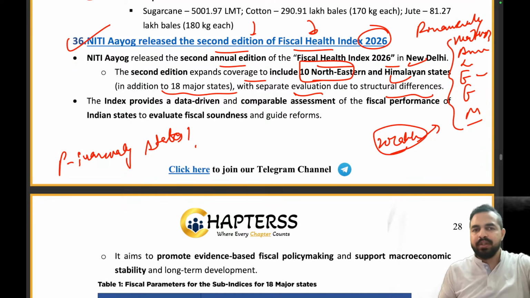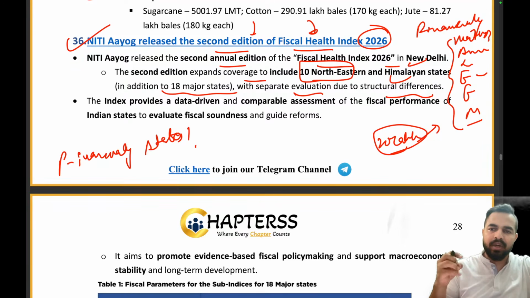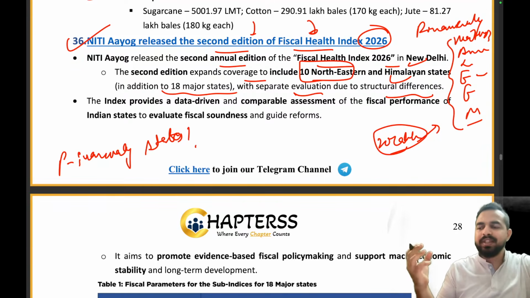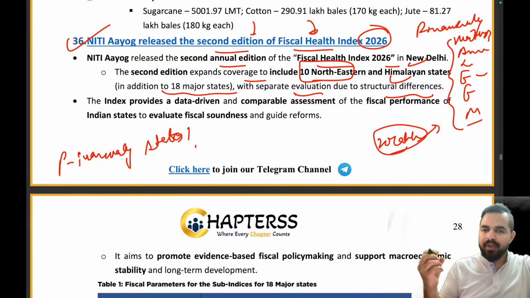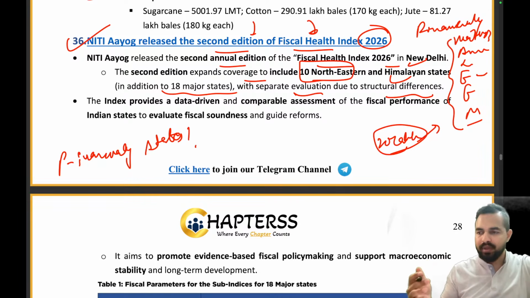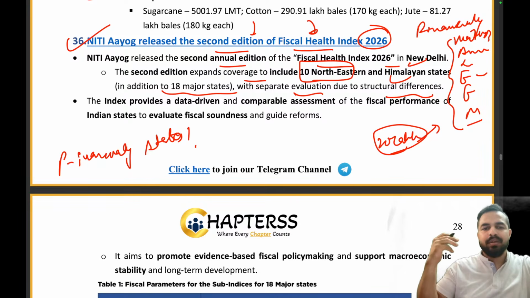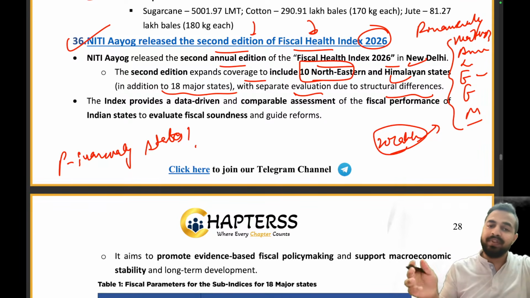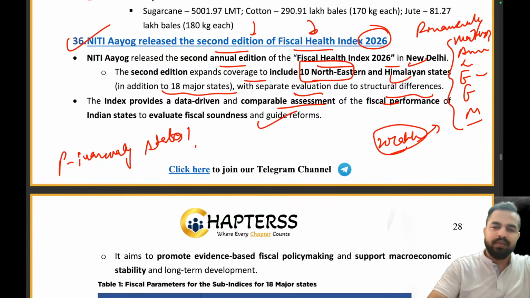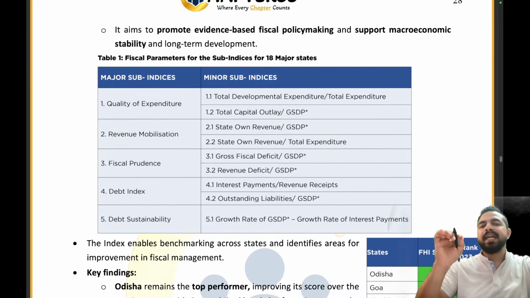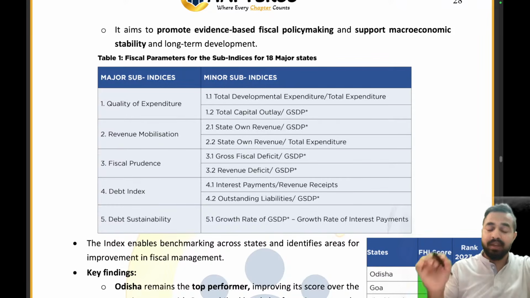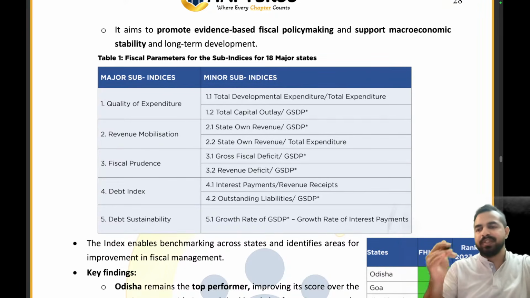Because see, my dear friends, the financial health of the northeastern states and Himalayan states is a little bit different. Their economy works in a different manner. They are more dependent on tourism, and if there is any natural calamity, their economy really suffers a lot. That is why, due to structural differences, we are evaluating them separately. Now the index provides a data driven comparable assessment of the fiscal performance of the Indian states to evaluate fiscal soundness.